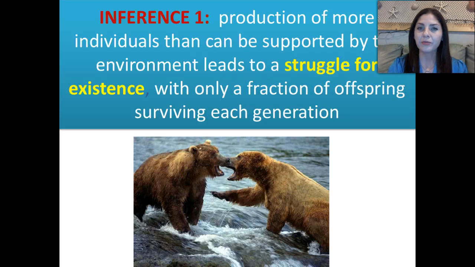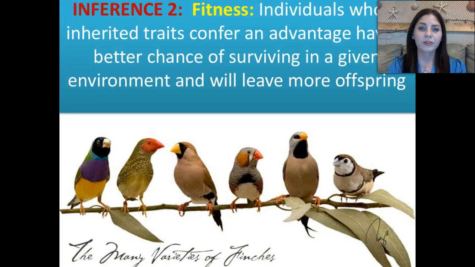So Darwin made several inferences based on his observations. He inferred that production of more individuals than can be supported by the environment leads to a struggle for existence, with only a fraction of the offspring surviving each generation. He also observed that individuals whose inherited traits confer an advantage have a better chance of surviving in a given environment and will leave more offspring. So the better adapted you are to the environment, the more you're going to be able to reproduce and pass your genes on to future offspring.